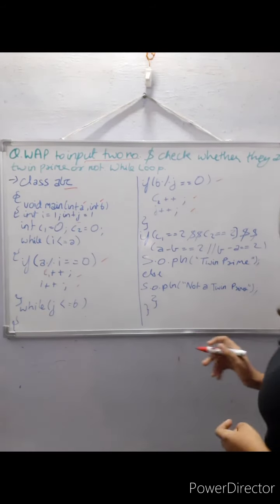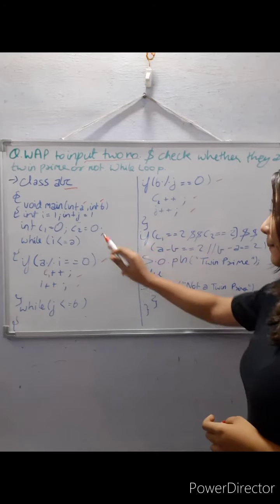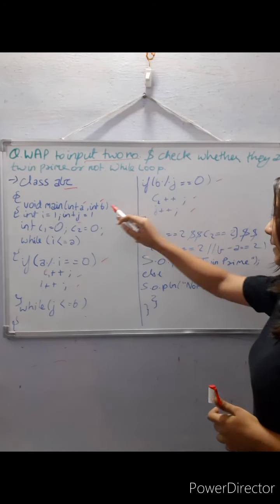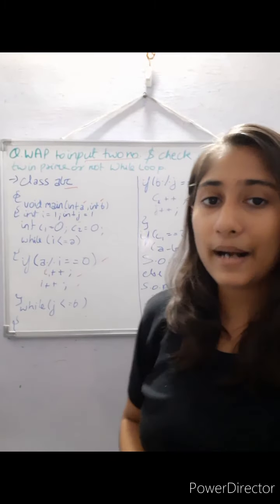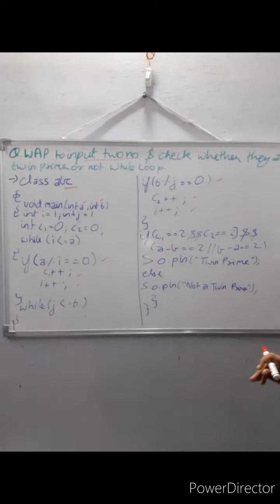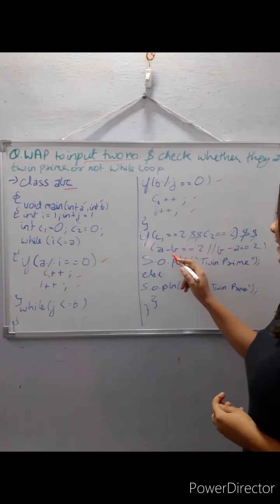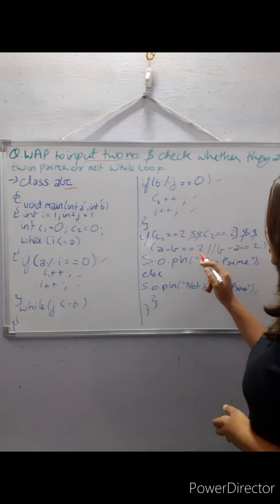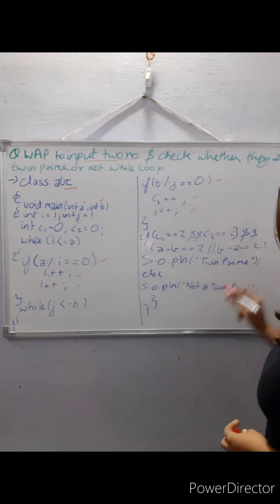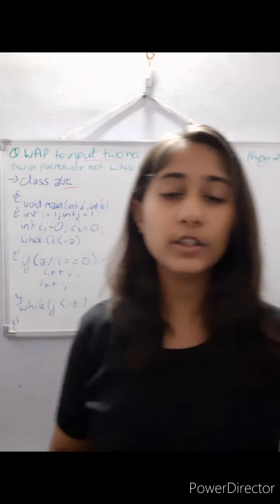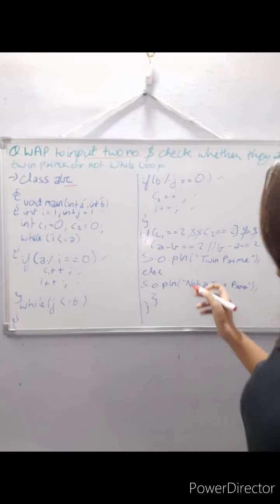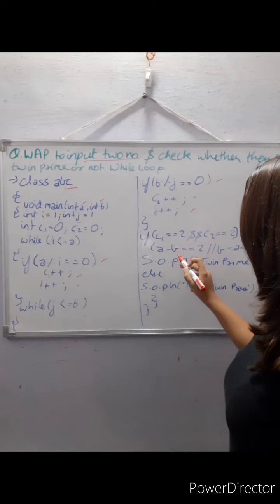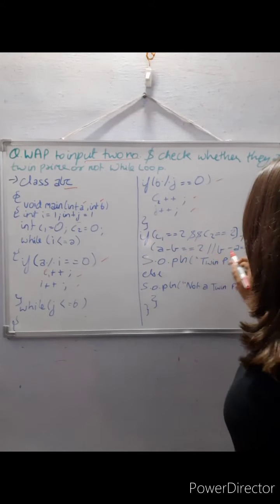Then we are going to check whether counter 1, that is for number A, and counter 2, that is for number B, are equal to 2. That's how we'll come to know if these numbers are prime numbers or not. Then another condition: A minus B is equal to 2 or B minus A is equal to 2. As I told you earlier, the numbers should have a difference of 2 between them. So we have put the condition that either A minus B should be 2 or B minus A should be 2, as we don't know which number is bigger.